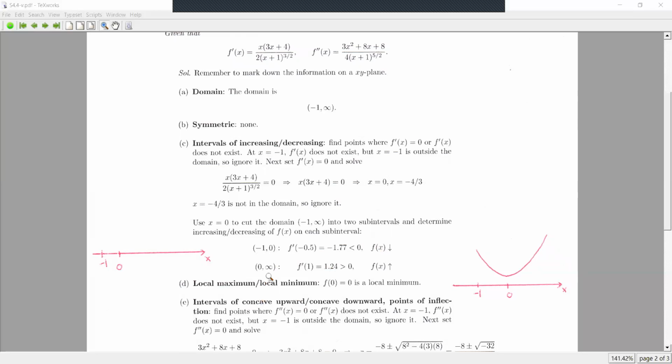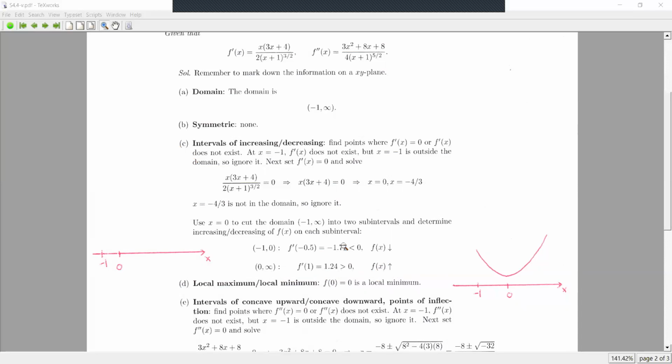On this interval, I arbitrarily pick a point, say 1. Plug in 1 for x here. Then we get this number, positive. On this interval, the derivative is positive. Therefore, the graph of f is increasing. This is step 3. Now, step 4.